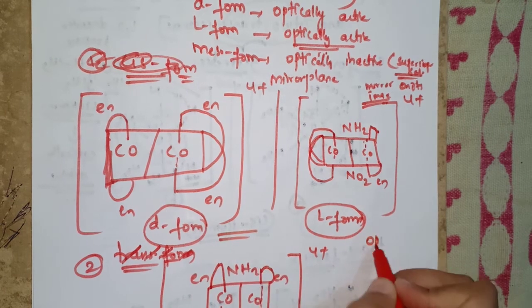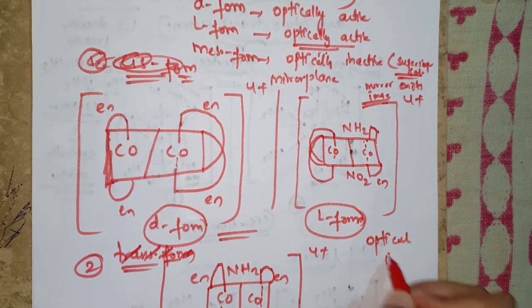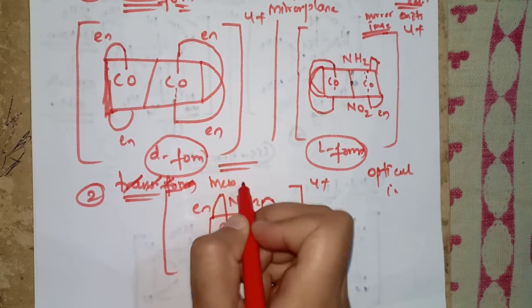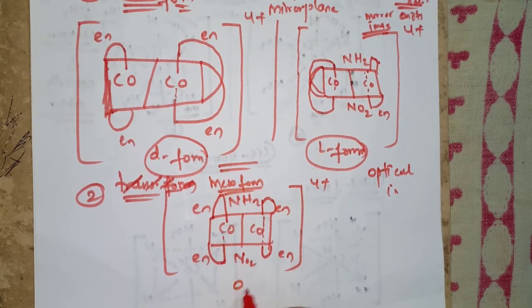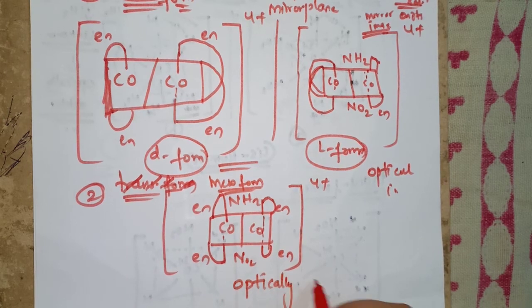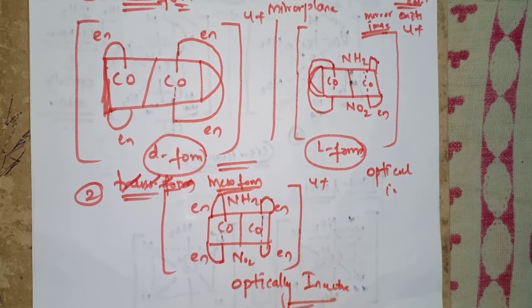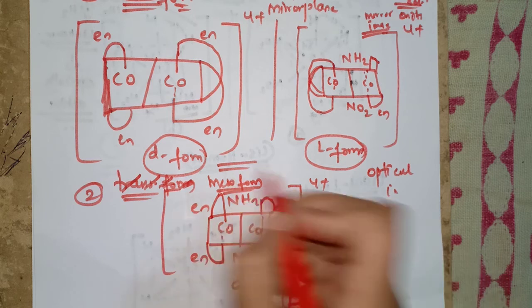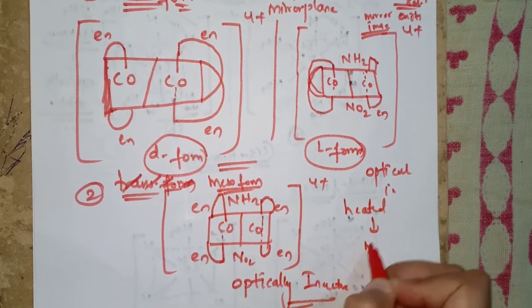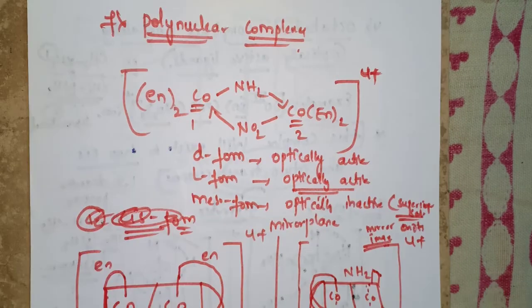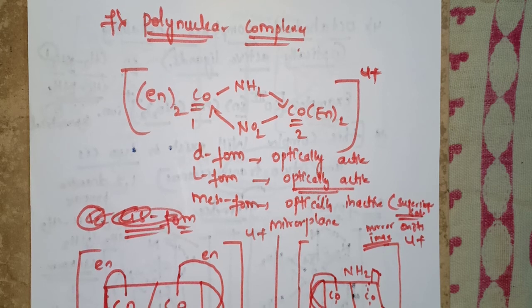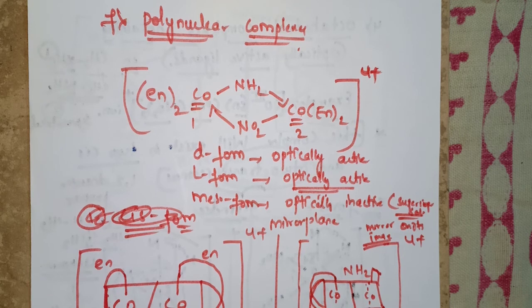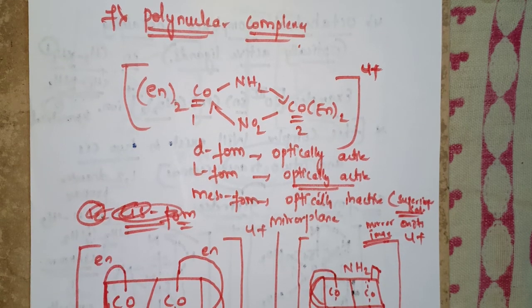These are exhibiting optical isomerism, whereas this meso form is optically inactive. When these D and L forms are heated, they will convert into this meso form. Here you should note that in this type of complex, the D form is optically active, the L form is optically active, whereas the meso form is optically inactive. Why? Because it is superimposable on its mirror image.